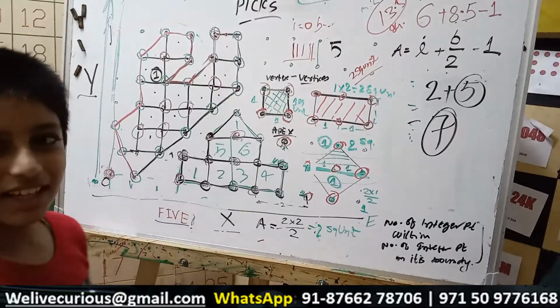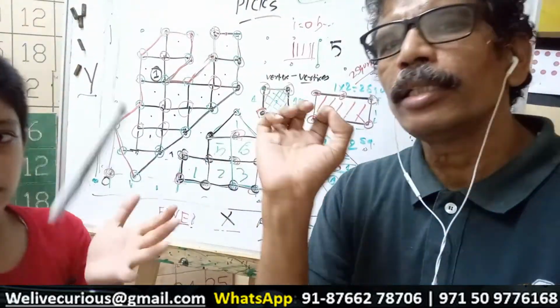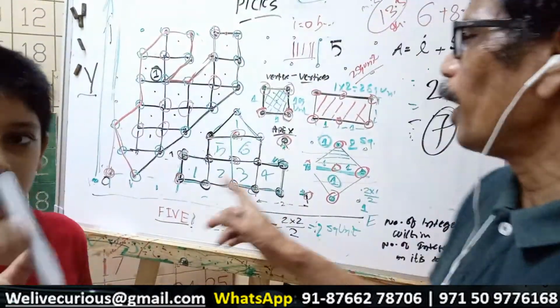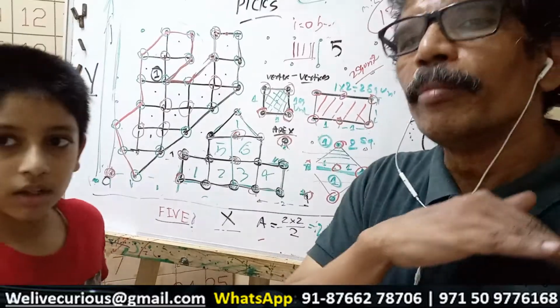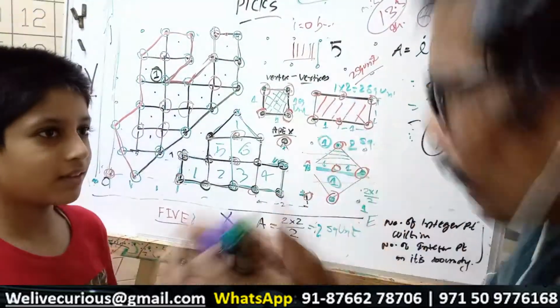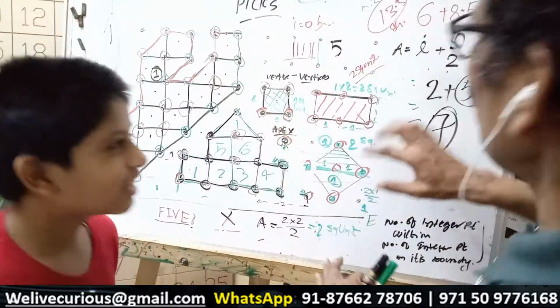7 square units. But remember two things you need to know: border points and internal points. And then you have a very, very simple calculation. Whatever is on the border, make it half and take away 1 and add the number of internal points.